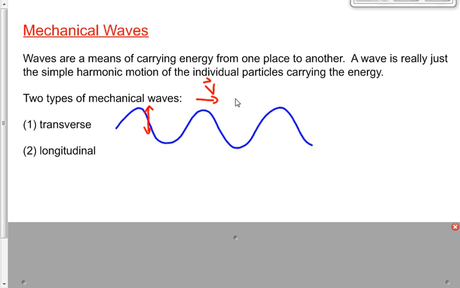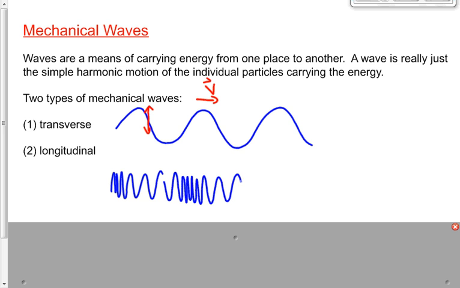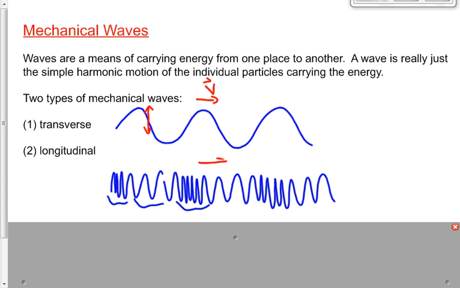Versus a longitudinal wave, where this one's a little bit harder to draw, where we have this series of compressions and rarefactions. In other words, areas where we have a higher density of slinky, lower density of slinky, higher density again, and so on and so on and so on. If this wave is moving to the right, then the particles within this wave are moving right and left, or parallel to the motion of the wave. Both simple harmonic motion. One of them is simple harmonic motion perpendicular to the wave. One of them is simple harmonic motion parallel to the way the wave is moving.